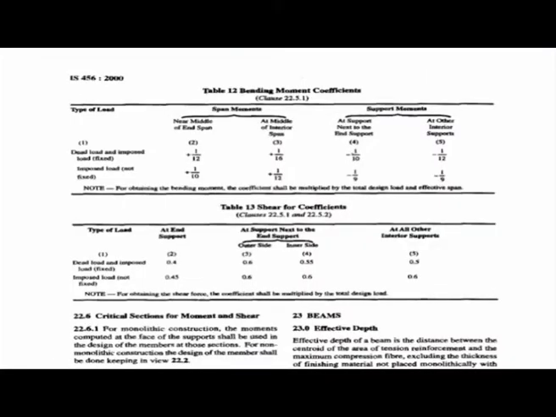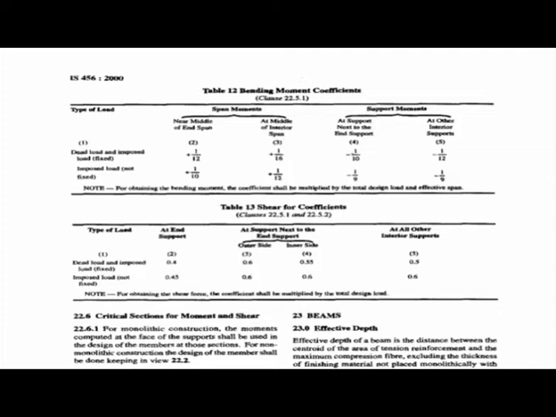So you can find out the bending moment coefficients from here, and from there you can find out the bending moment. That means these tables 12 and 13 are very useful. In absence of any analysis, you can immediately start your calculation based on these coefficients. To find out bending moment, use table 12, and use table 13 for shear force.